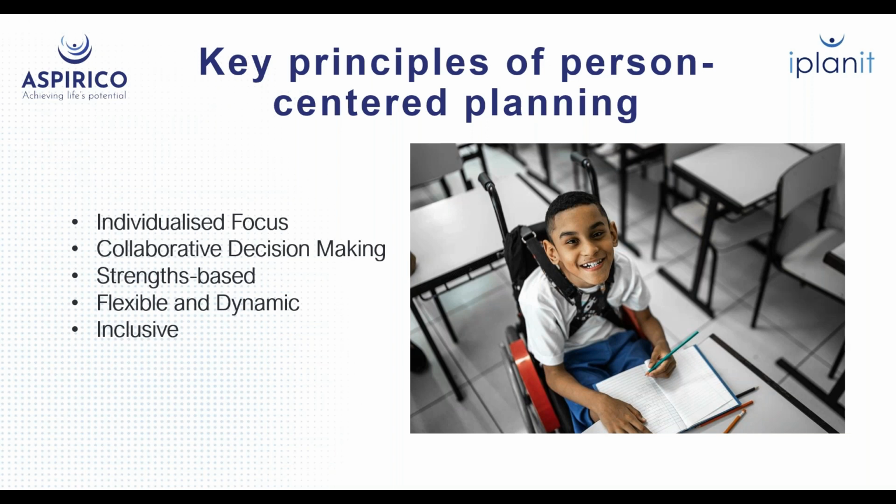It's a strength-based approach. It recognises and harnesses the individual's strengths and abilities, focuses on what a person can do rather than what they cannot. It must be flexible and dynamic. So plans should be adaptable and evolve as the person's circumstances and aspirations change over time. And the number one thing as well is inclusivity. So it should encourage the involvement of all stakeholders, especially the family, in the planning and decision-making processes.